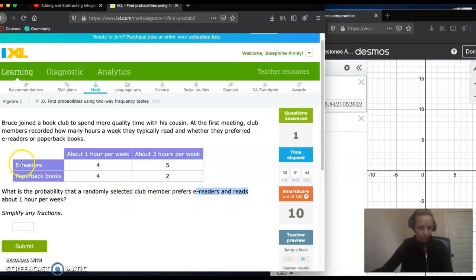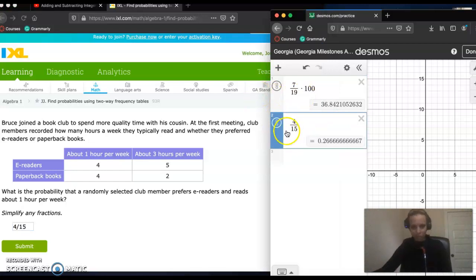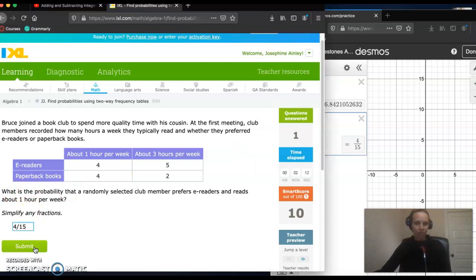All right, what's the probability that a randomly selected club member prefers E-class readers and reads about 1 hour? So E-readers are these two options, but it also has to be and you read an hour a week. So read an hour is 4. So what I want is 4 divided by the whole thing. So remember all my totals. 4 plus 4 is 8. 5 plus 2 is 7. 7 plus 8 is 15. And before you put any answer in, you're going to put it in the calculator to make sure that it is as simplified as possible by pressing this button right there. That's like your math, enter. Then click submit.